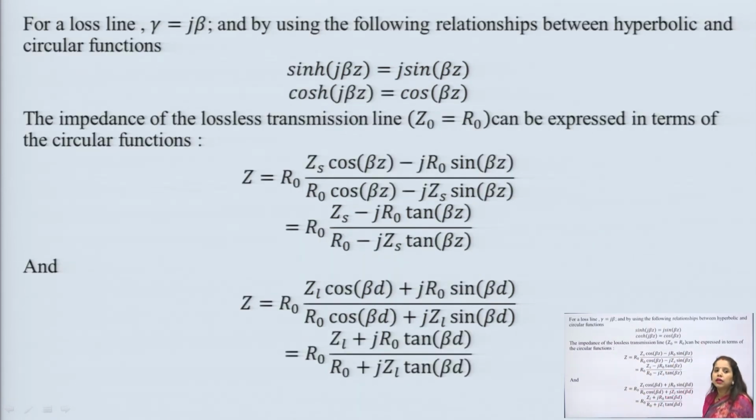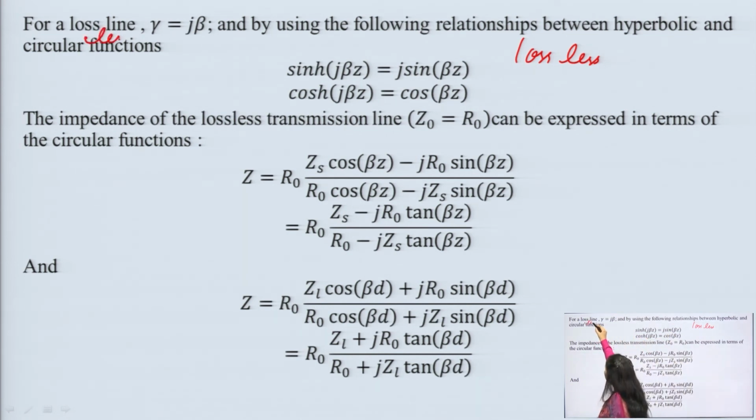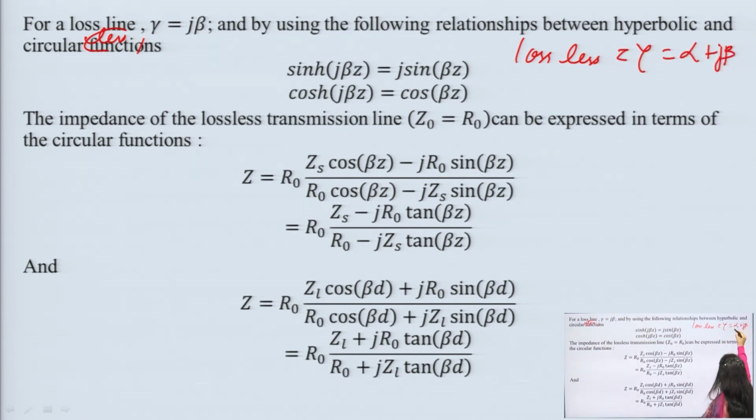And now comes the condition for the lossless and the lossy medium. For a lossless line, gamma is equal to j beta. We know that our propagation constant is equal to alpha plus j beta, but for the lossless line alpha is zero, so gamma is equal to j beta. In that condition, what will be the change in the hyperbolic function? We know sinh of j beta z will be equal to j sin beta z, and cosh of j beta z will be equal to cos beta z only. So, the hyperbolic function changes into the normal one.